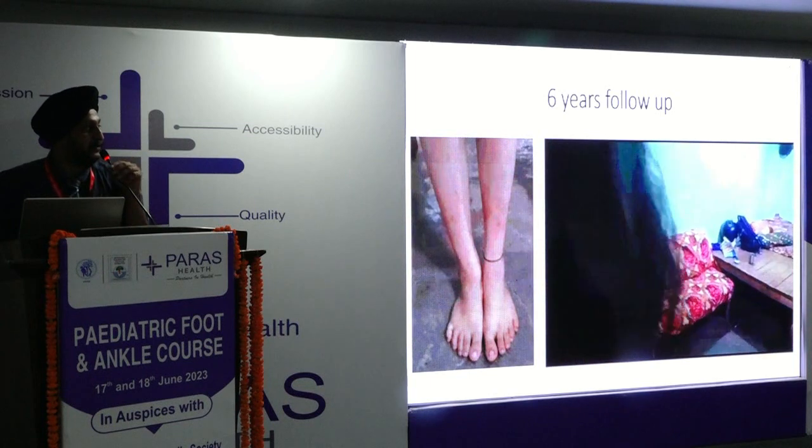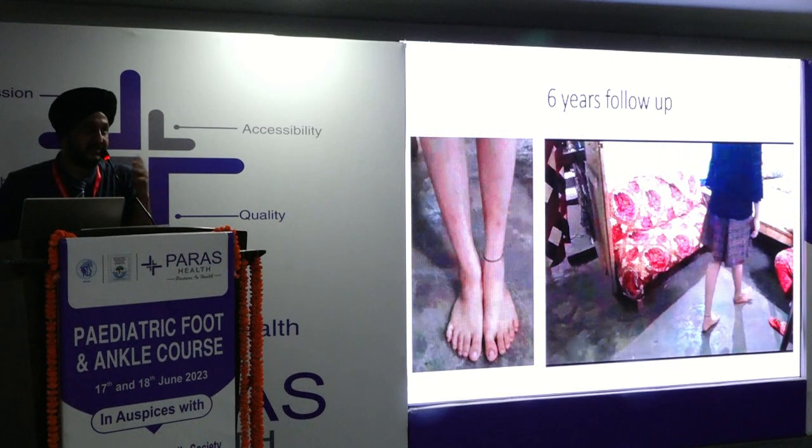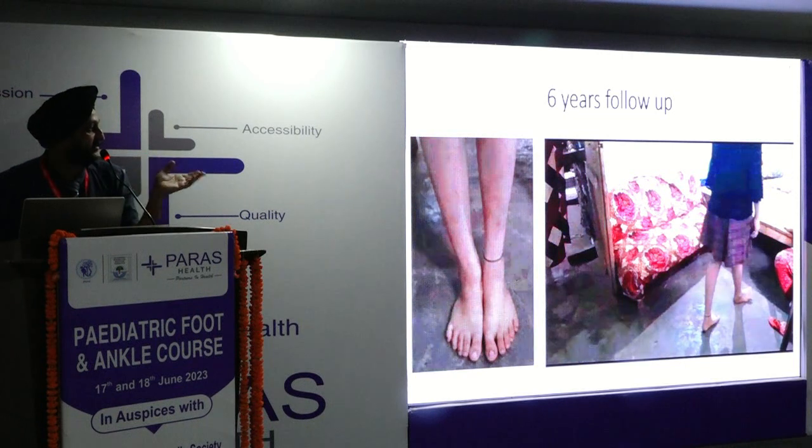So the message to all the young people: do not cross the physis with a screw. It can cause permanent damage. Put a wire.